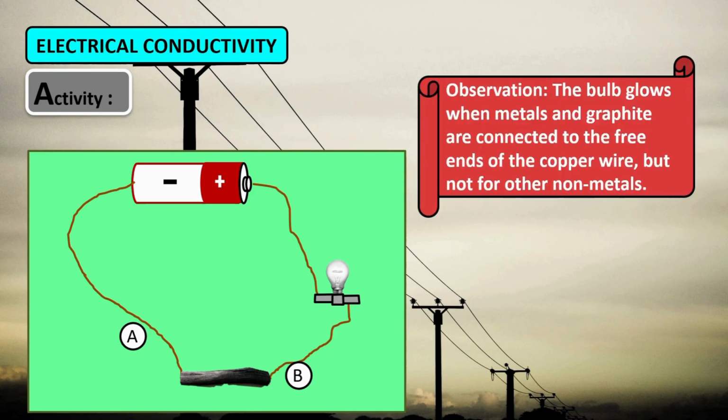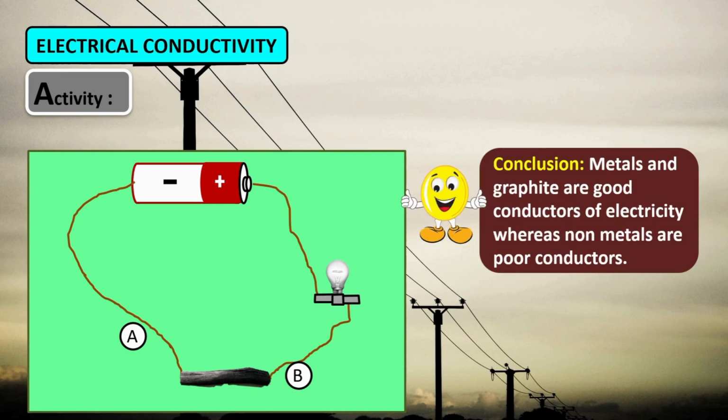Observation: the bulb glows when metals and graphite are connected to the free ends of the copper wire, but not for other non-metals. Conclusion: metals and graphite are good conductors of electricity, whereas non-metals are poor conductors.